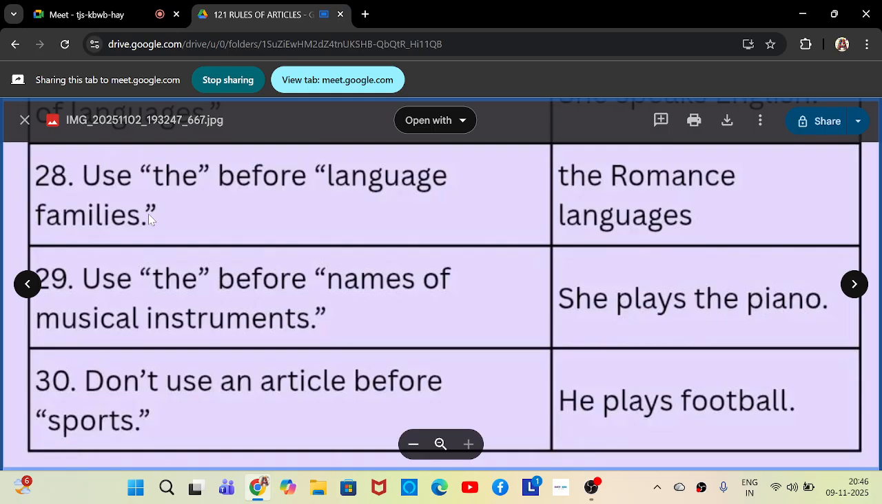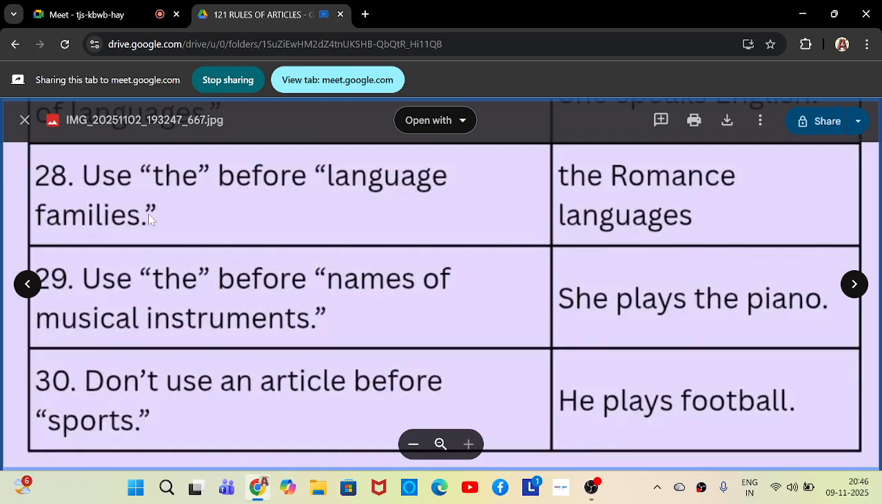She plays the piano. Piano is a musical instrument. Keyboard എന്ന് നമ്മൾ പറയും. So she plays the keyboard, she plays the piano, he plays the veena, etc. Okay. Next is don't use an article before sports.